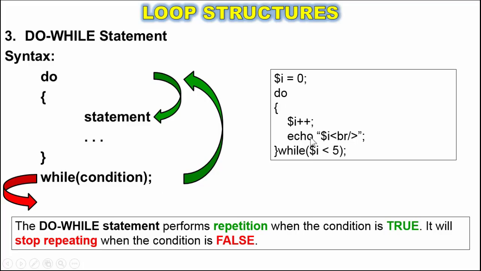For example, this do while statement will repeat 5 times from 1 to 5. By the time that the value of the variable I is 6 and above, the condition will become false. And that's the time that it will stop repeating the do while loop statement.